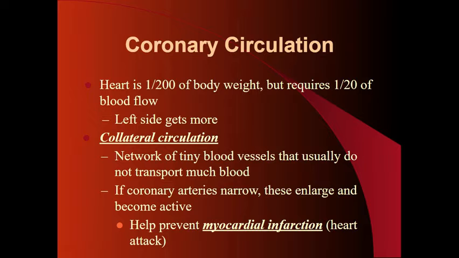There are also collateral circulation pathways. These are networks of tiny blood vessels that usually don't transport very much blood. However, if the coronary arteries become narrowed and aren't transporting blood like they should, these collateral blood vessels can enlarge and become more active. This helps to prevent myocardial infarctions, which is just the medical term for heart attack. If those coronary arteries become blocked, heart muscle tissue is not going to get blood flow, and anything past the blockage, that heart tissue can die. So these collateral pathways help to ensure that the heart is always able to get the blood supply that it needs.